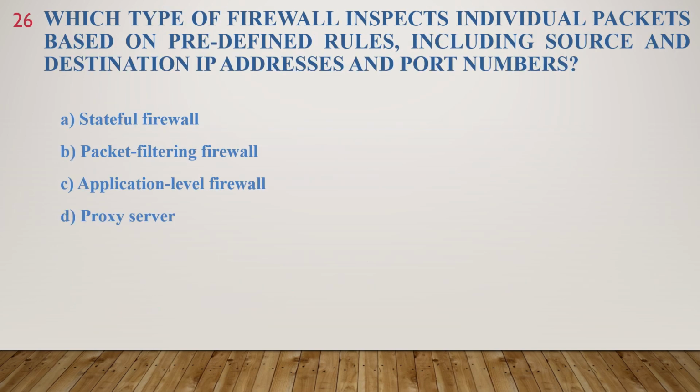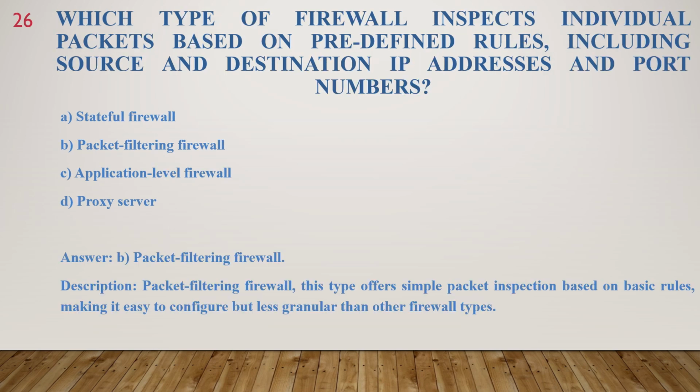The question number 26. Which type of firewall inspects individual packets based on predefined rules, including source and destination IP addresses and port numbers? A. Stateful firewall. B. Packet filtering firewall. C. Application-level firewall. D. Proxy server. The correct answer is B. Packet filtering firewall. Here's why.